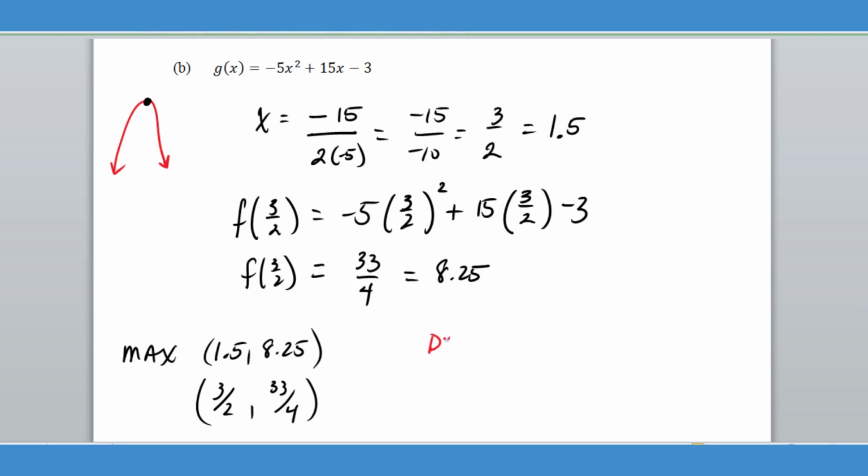And so if we look at the domain, if you remember, the domain of quadratics is always all real numbers, and the range in this case is going to be up to the highest point, so it's going to go from negative infinity all the way up to a y value of 8.25, and of course it'll equal that 8.25.